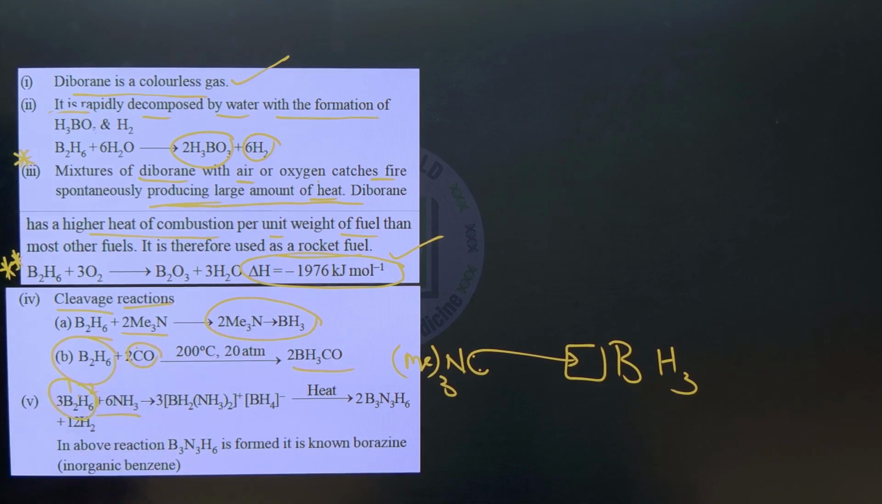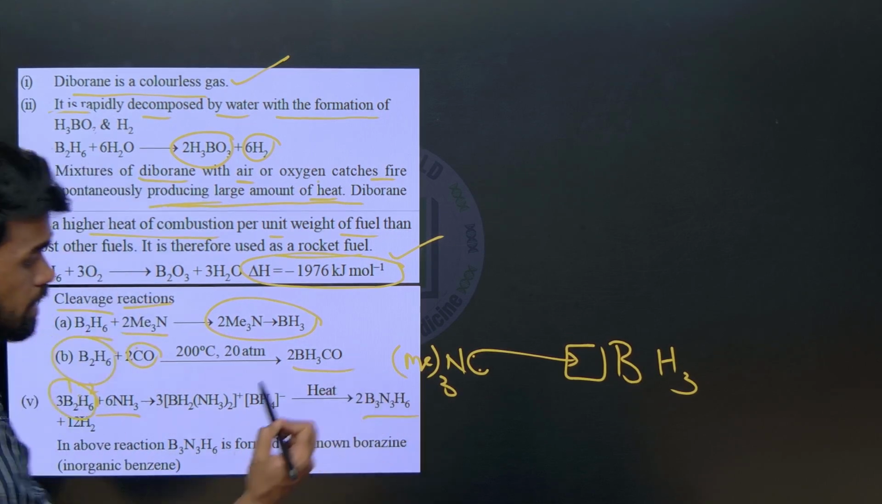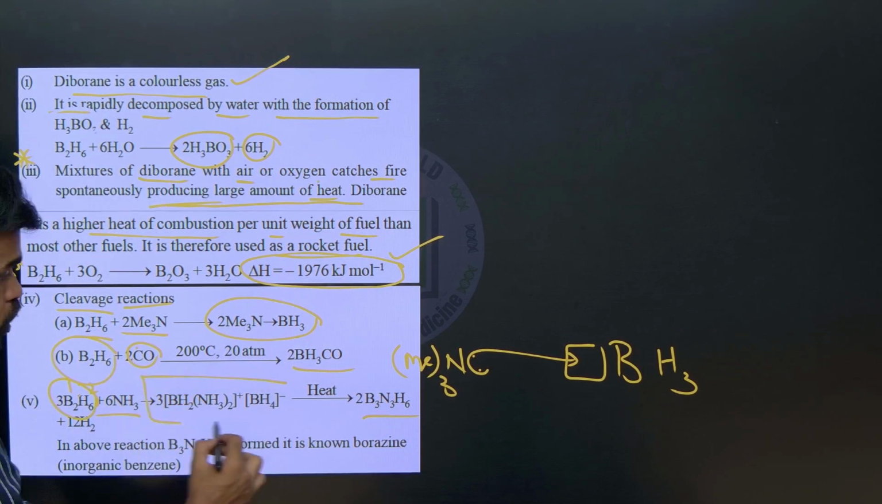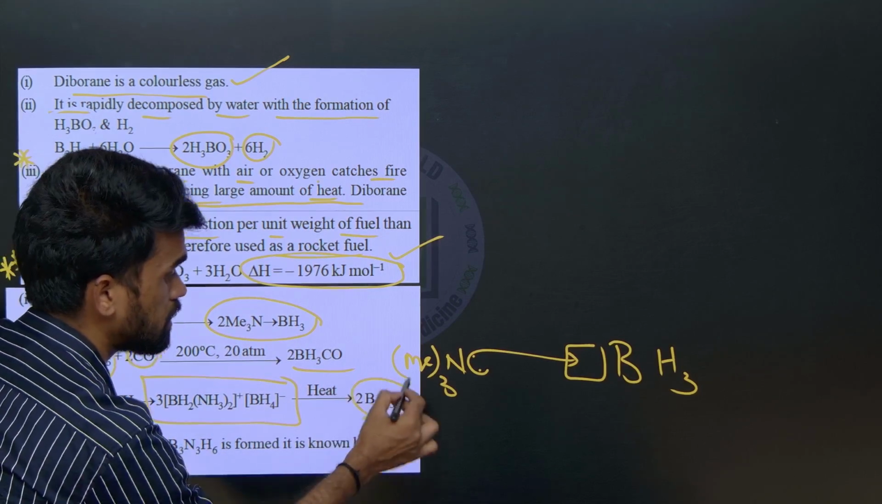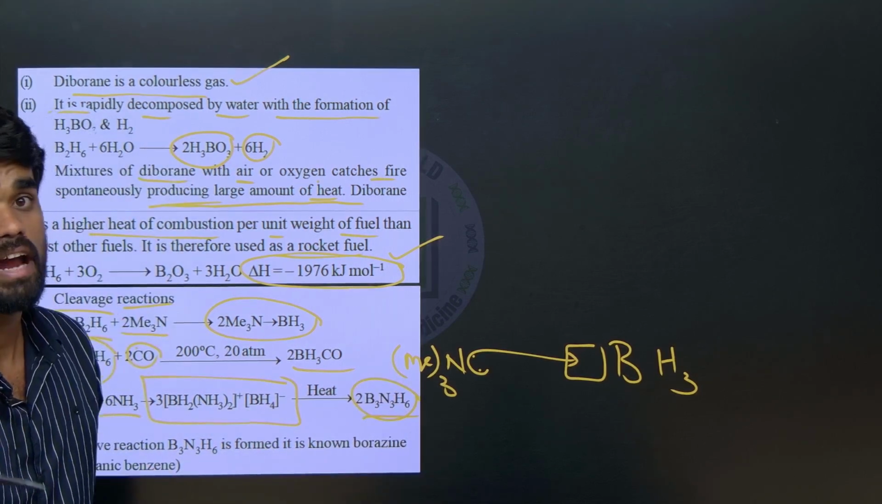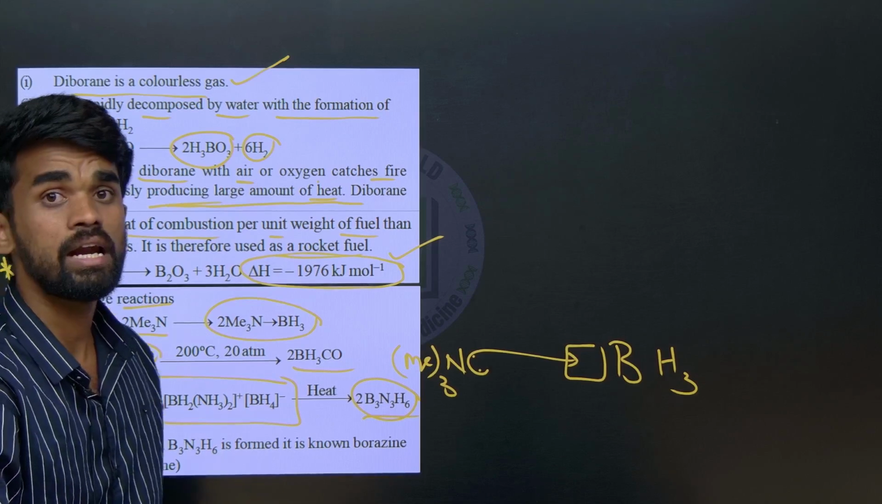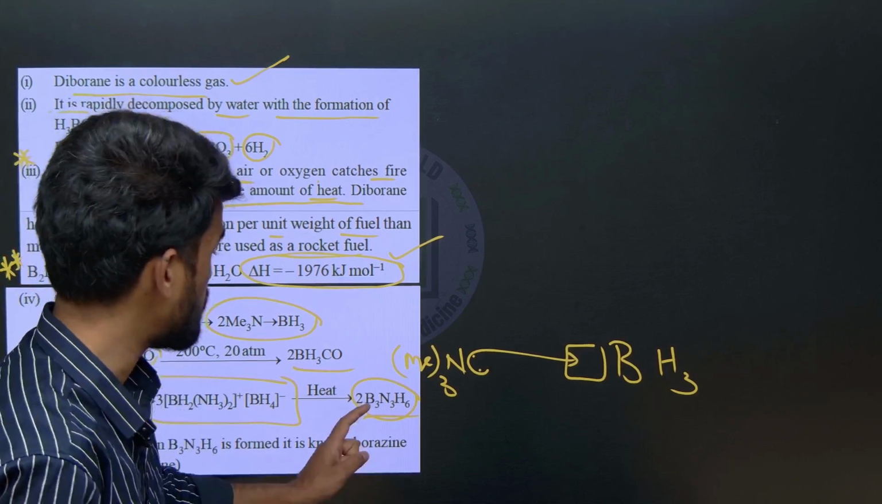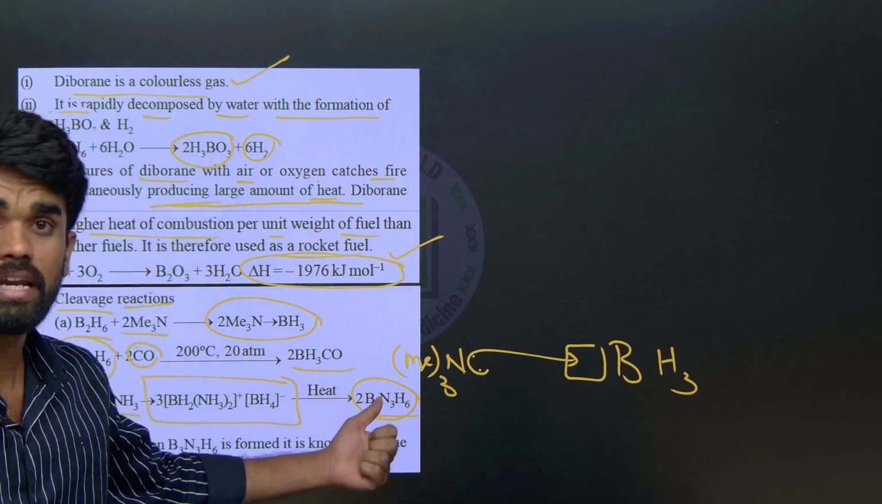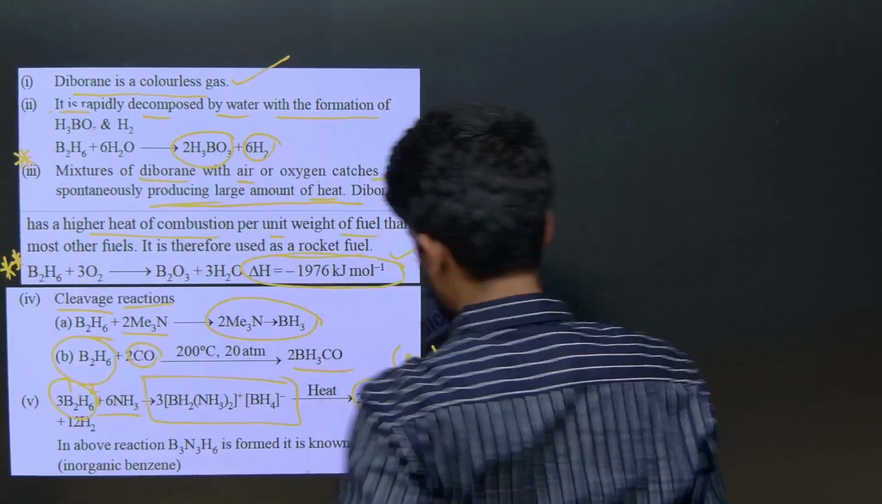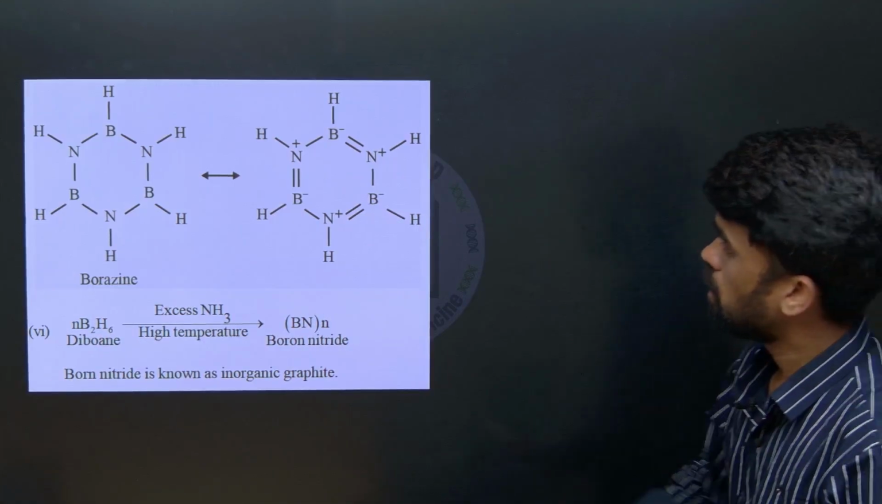It will be forming, see, it will be forming hydrazine. There is a complex here, which upon heating forms hydrazine. This B3N3H6 is called hydrazine. So hydrazine is also called inorganic benzene because it is isostructural with benzene, therefore it is called inorganic benzene. You can see the structure of this borazine looks like this.